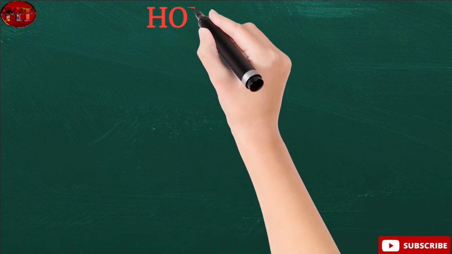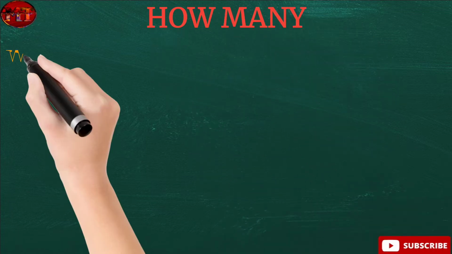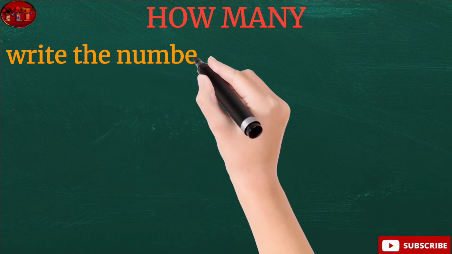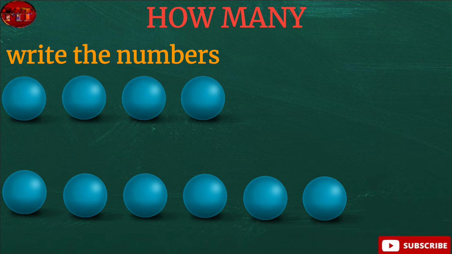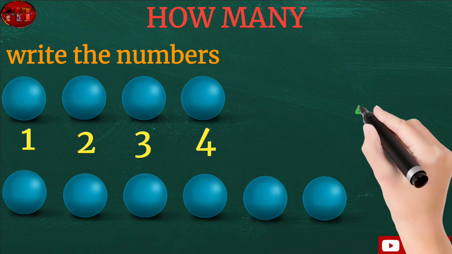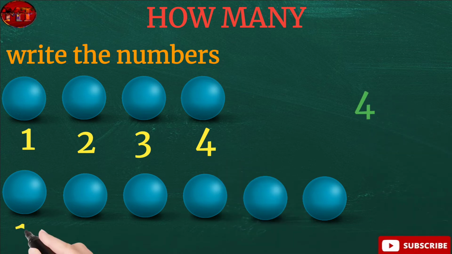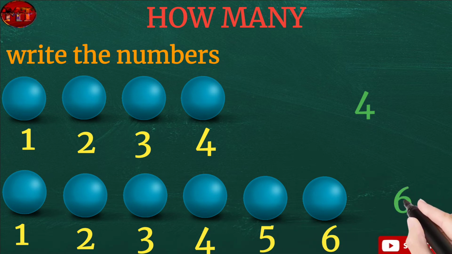In this video, we discuss how many. Write the numbers. One, two, three, four. Four. One, two, three, four, five, six. Six.